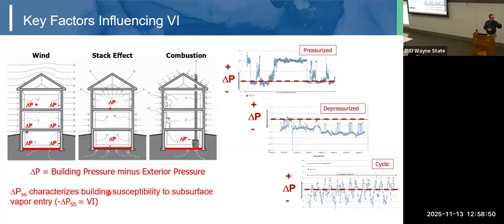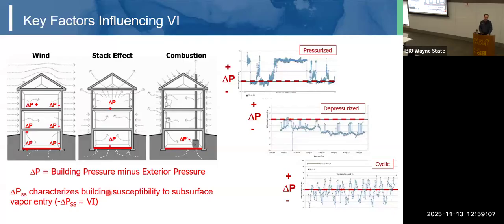And often we see this cyclic back and forth, with the diurnal weather patterns, heating and cooling system turning on and off, that differential pressure is switching between pressurized and depressurized over the course of the day.